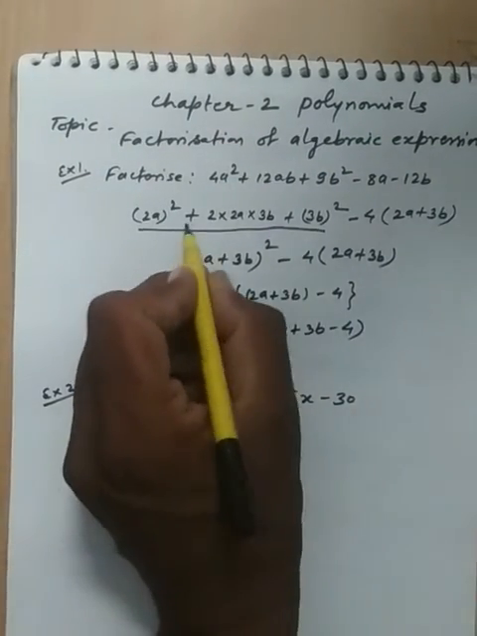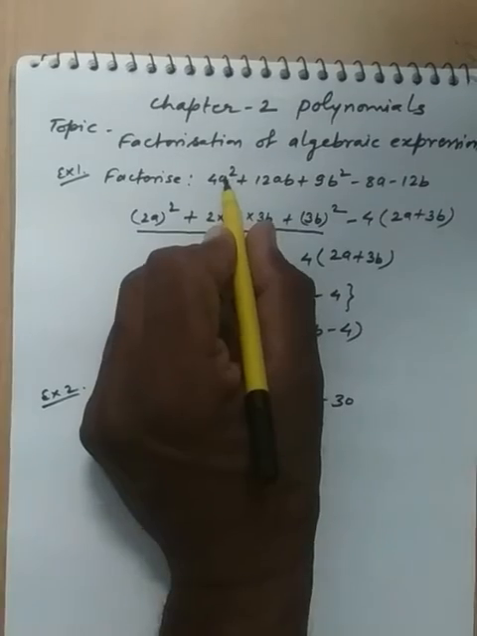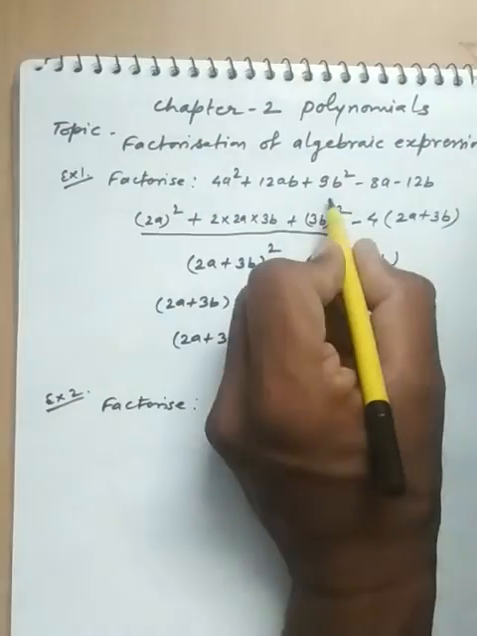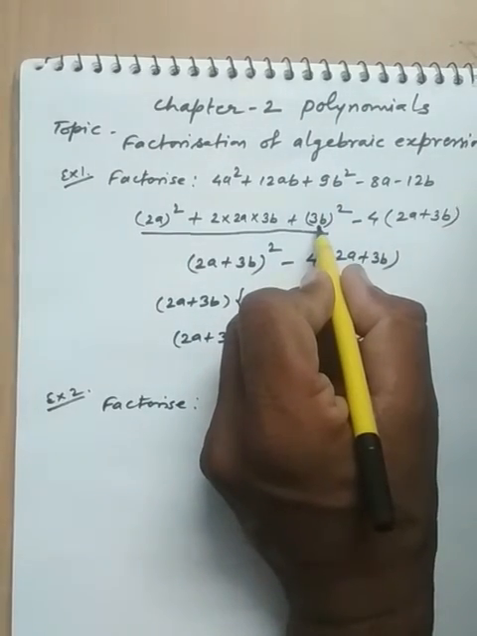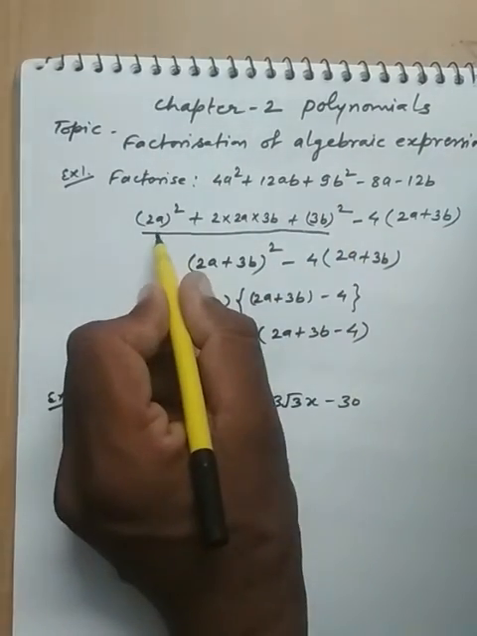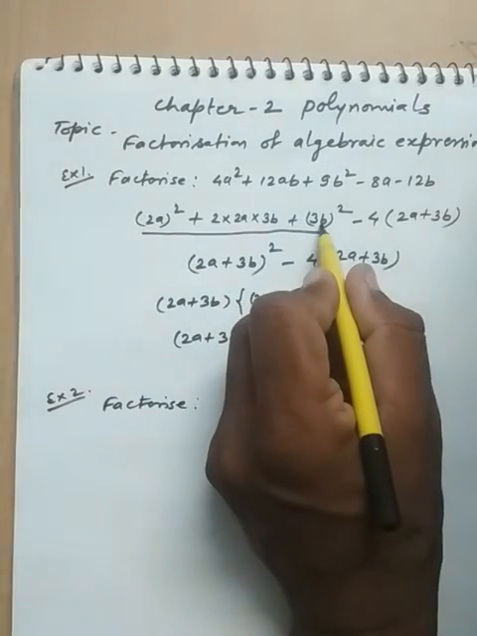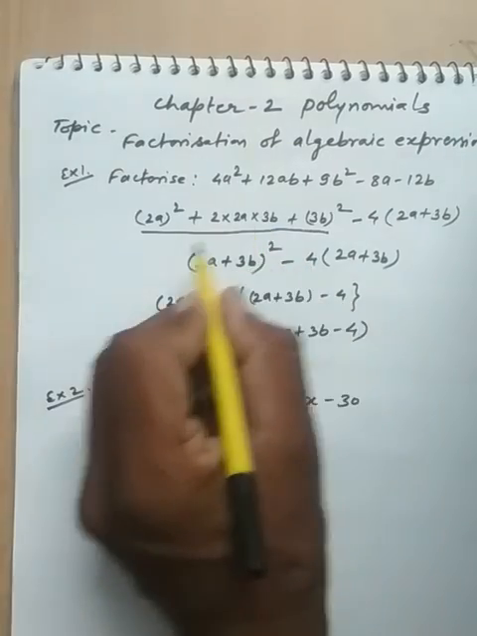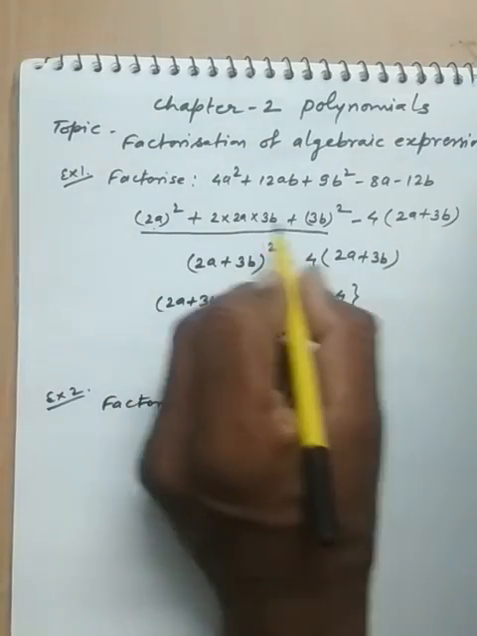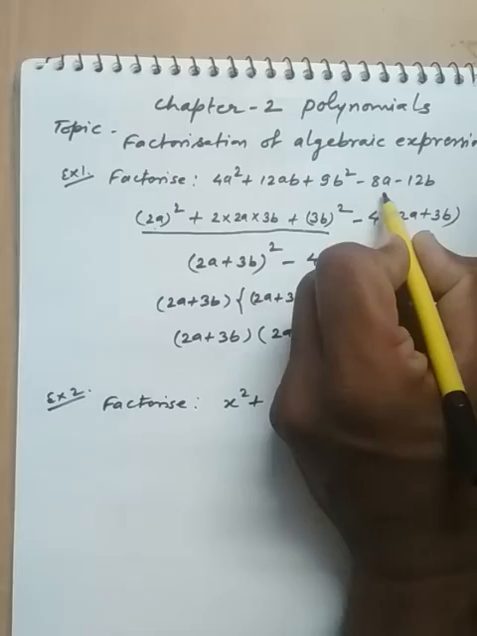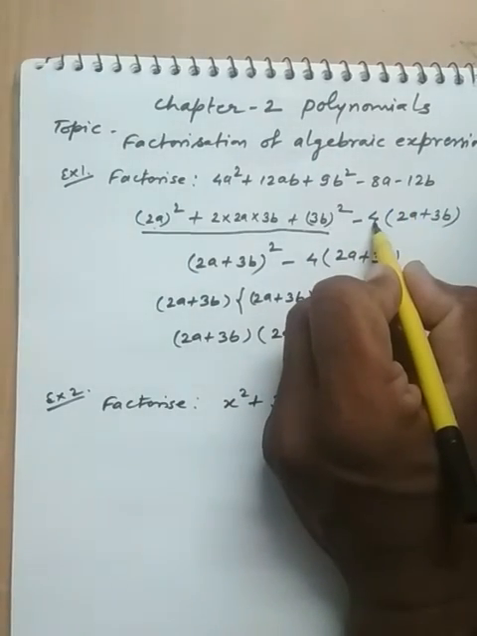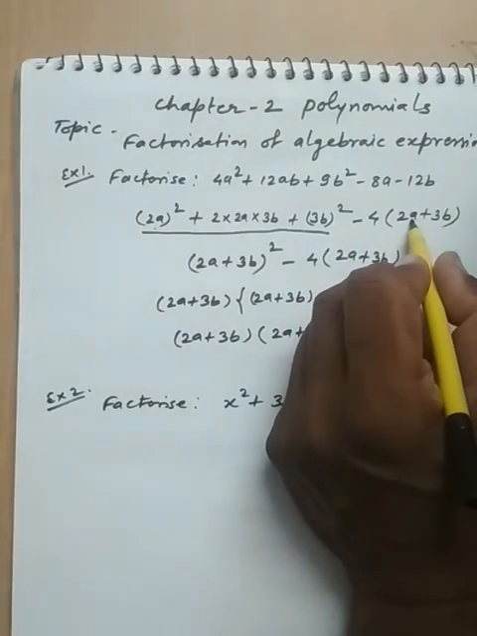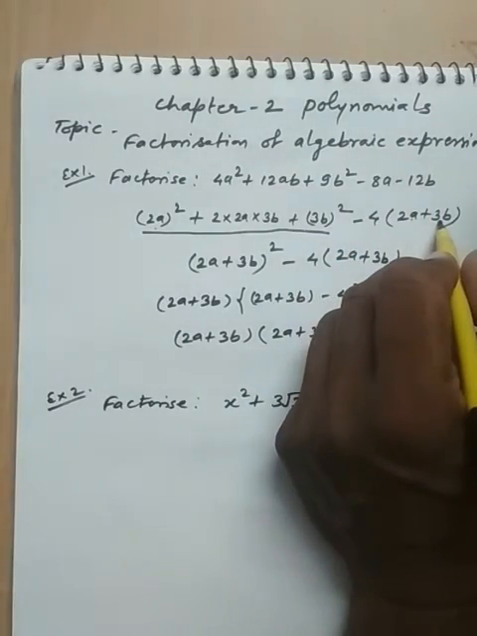So in this question, first of all, 4 can be represented as 2 squared, so (2a)², and 9b² is converted into (3b)². So this is a² and b², and here 12ab can be converted into plus 2ab, so this is a² + 2ab + b². In the last two terms, −4 is common. So −4 is common: 4 times 2 is 8, so 2a is remaining, and 4 times 3 is 12, so 3b is remaining.